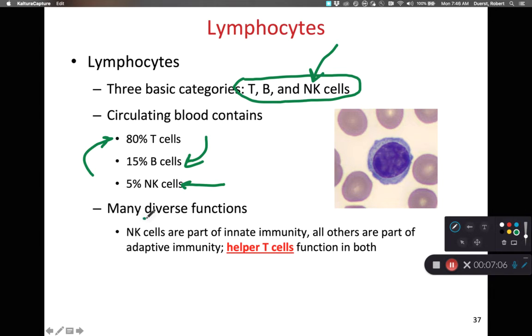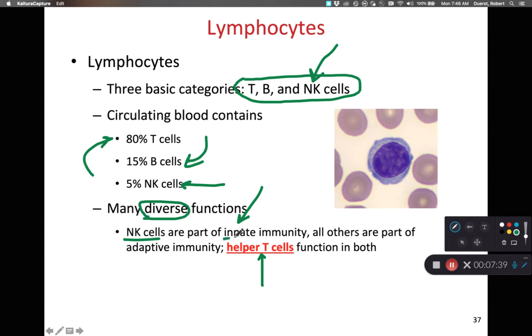And they do many different things. There are very diverse functions for our lymphocytes. Natural killer cells are part of an innate immune response. And then as we look at the adaptive immune response, we have the T and B cells that function in the adaptive immune system, and then the helper T cells that function in both the adaptive and the non-specific or innate immune system.